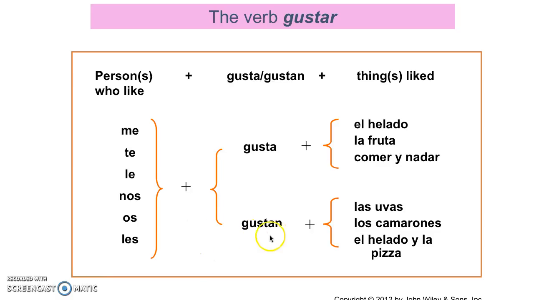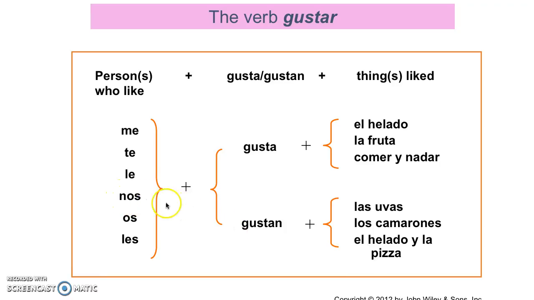So these will always take gustan, right? So verbs, no matter how many you have, they're going to take gusta. But if you have more than one noun, it's going to be gustan. So here we have el helado y la pizza. Again, notice that the definite articles are there. And again, we could do some examples.